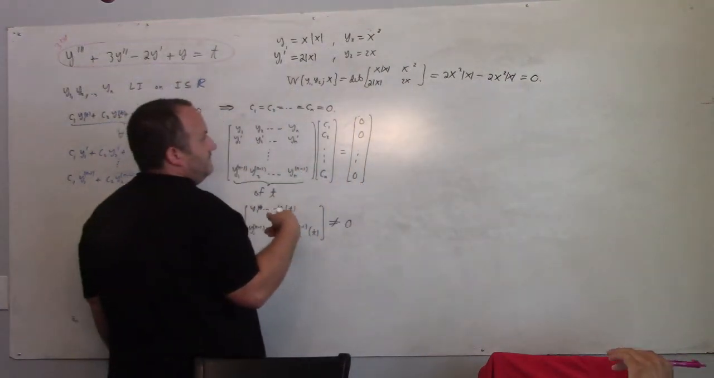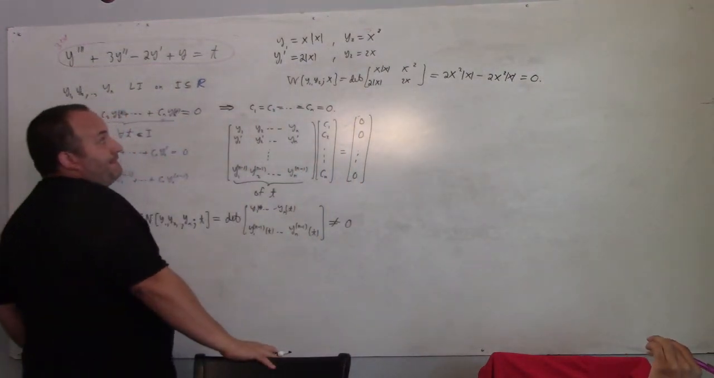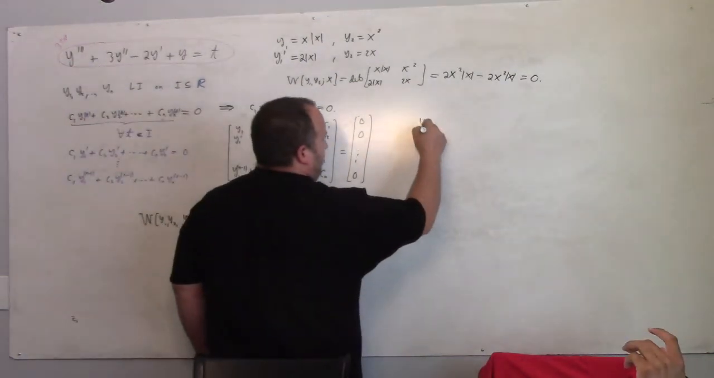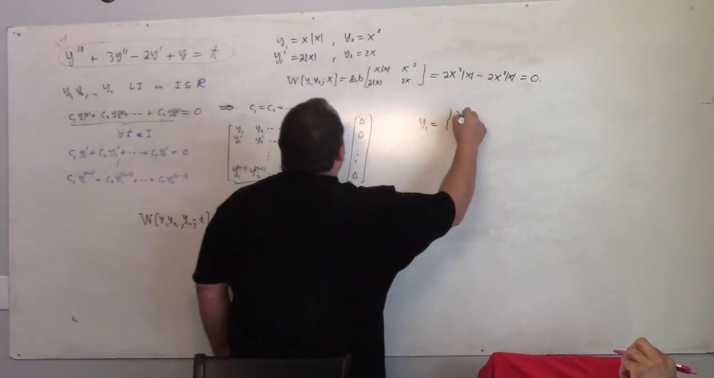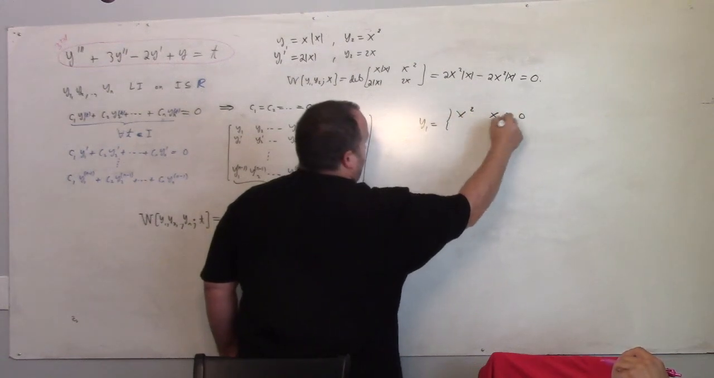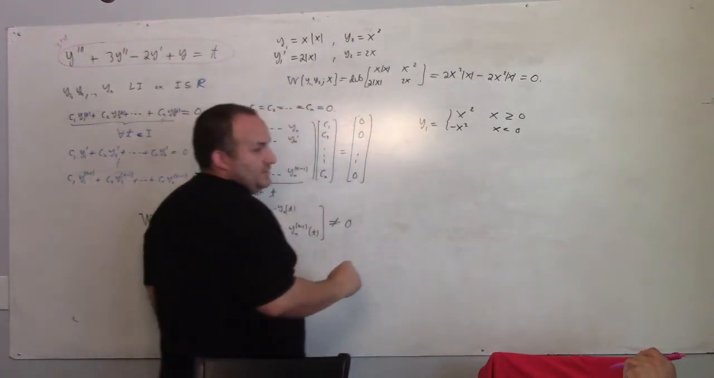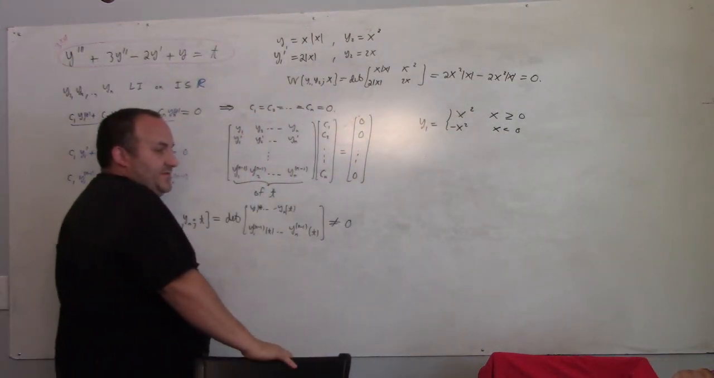Wait, for the derivative of y1, why do you have a 2? Oh, well, because y1 is x squared if x is greater than 0, and it's minus x squared if x is less than 0. No, it's 2 times the absolute value of x.